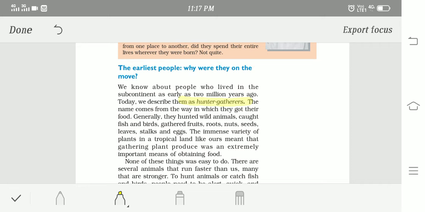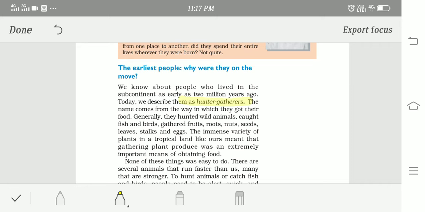Well, the hunter means the person who hunts the animals. And the second word is gatherer. Gatherer means that the human was dependent on the products of nature, whatever was available to him in nature, like food and clothes. For clothes, he used to gather leaves, and for food, he used to gather fruits, nuts, whatever was available in the forest. So that's why they were known as hunter-gatherers.